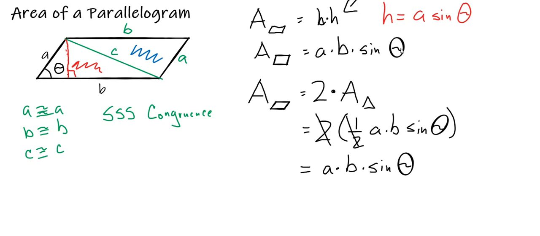So it's an easy formula since we already know the triangle formula. All we're doing is taking away the 1/2. So the area of a parallelogram is going to be the lengths of the two sides times the sine of the angle in between them.